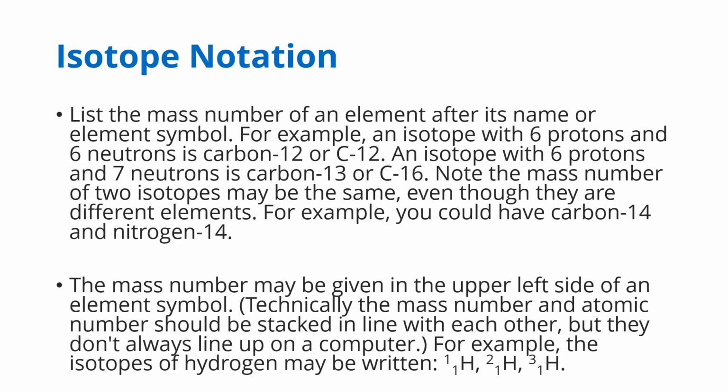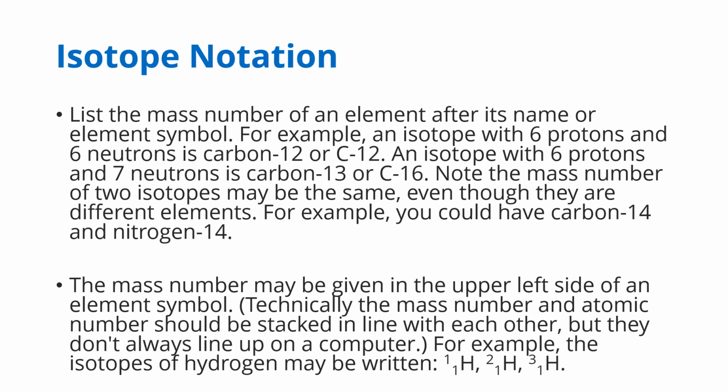Isotope notation. You list the mass number of an element after its name or element symbol. For example, an isotope with 6 protons and 6 neutrons is carbon-12 or C12. An isotope with 6 protons and 7 neutrons is carbon-13 or C13. Sorry, this should be C13.